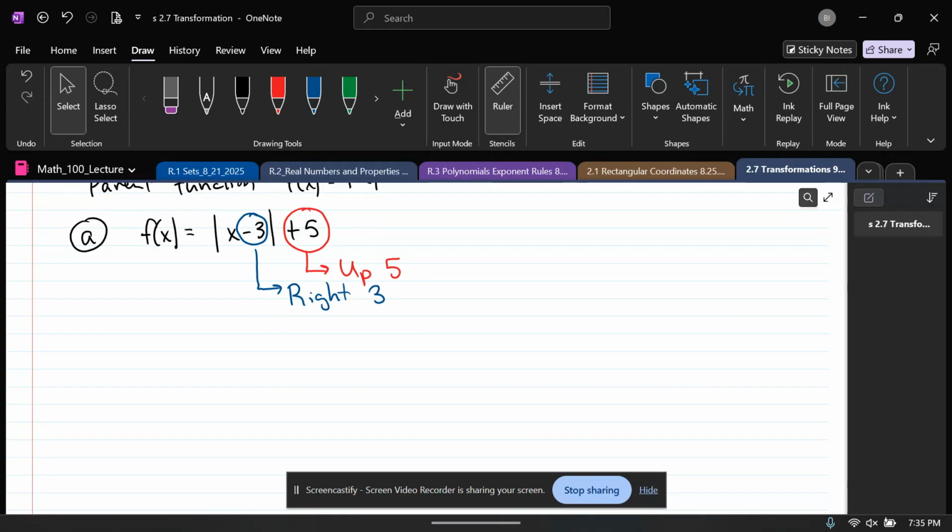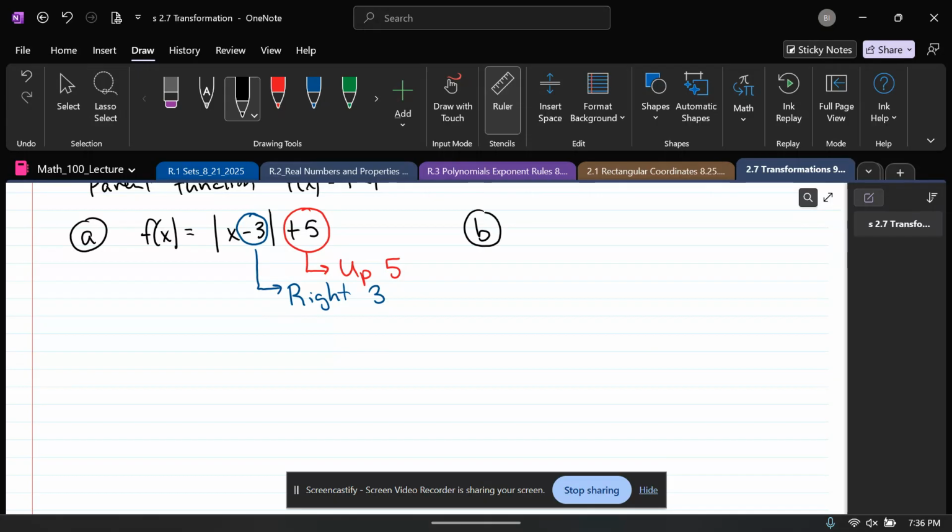Up 5, right 3. That's what it does. What you can visualize happening is that V shape, instead of being at the origin, it's going to move to the right 3. So we're going to go 3 to the right and then 5 up. So that's going to put me up in the first quadrant with that V, which would change my range. My domain's still going to be the same. My range will change. The idea is visualizing these transformations based on the equation.